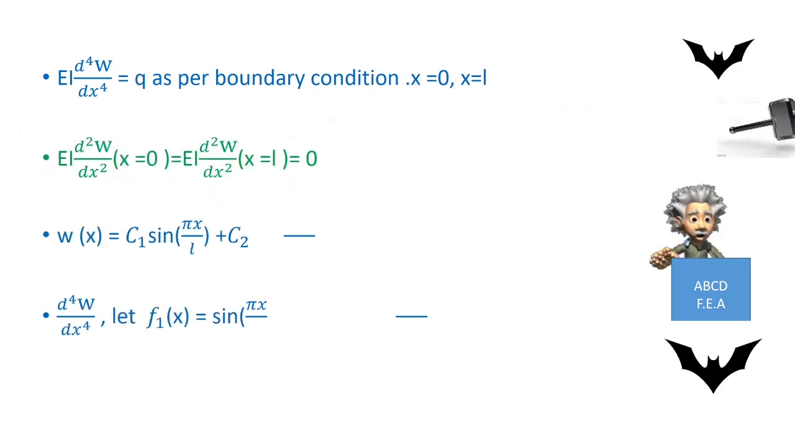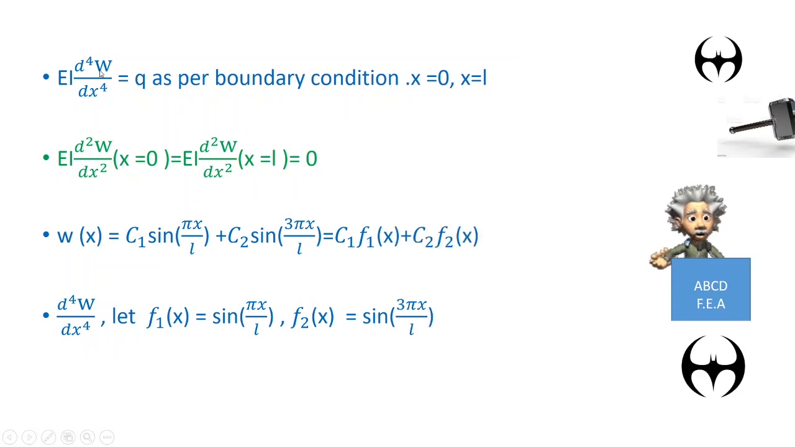Anyway, now EI d⁴w by dx⁴. This is the equation we need to solve. Got it? So what we will do now, we need to differentiate this term 4 times.